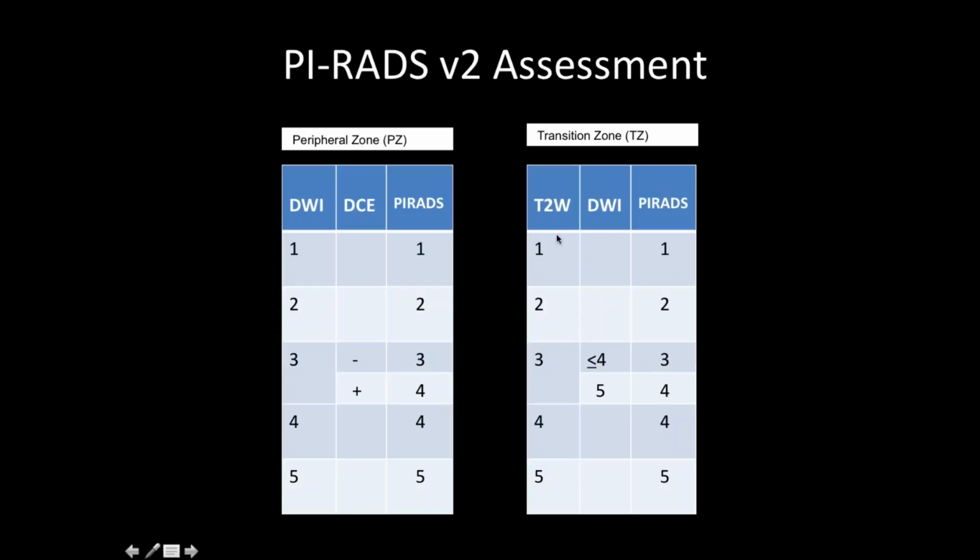For the transition zone, the T2 is the dominant sequence. So no matter what diffusion or perfusion shows, if you have on T2 a 4, the final score will be a 4. Only if you have a score of 3 on T2, the final PI-RADS score can be altered, in this case by diffusion. If you have a diffusion 5, the final score will be, instead of the 3, a 4.